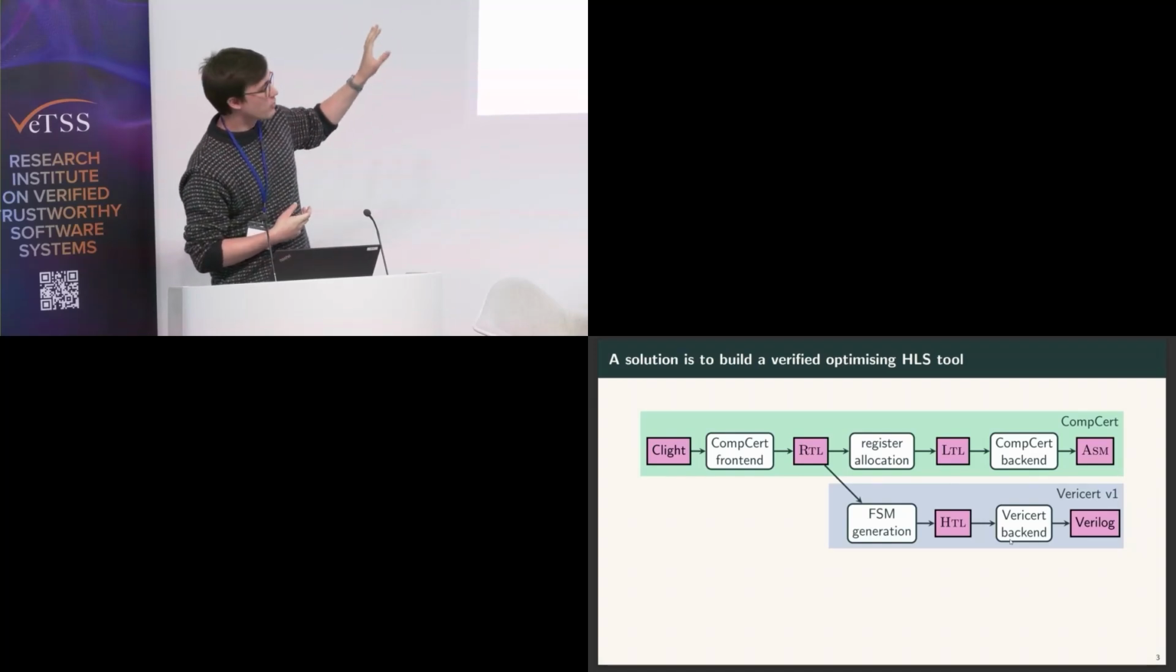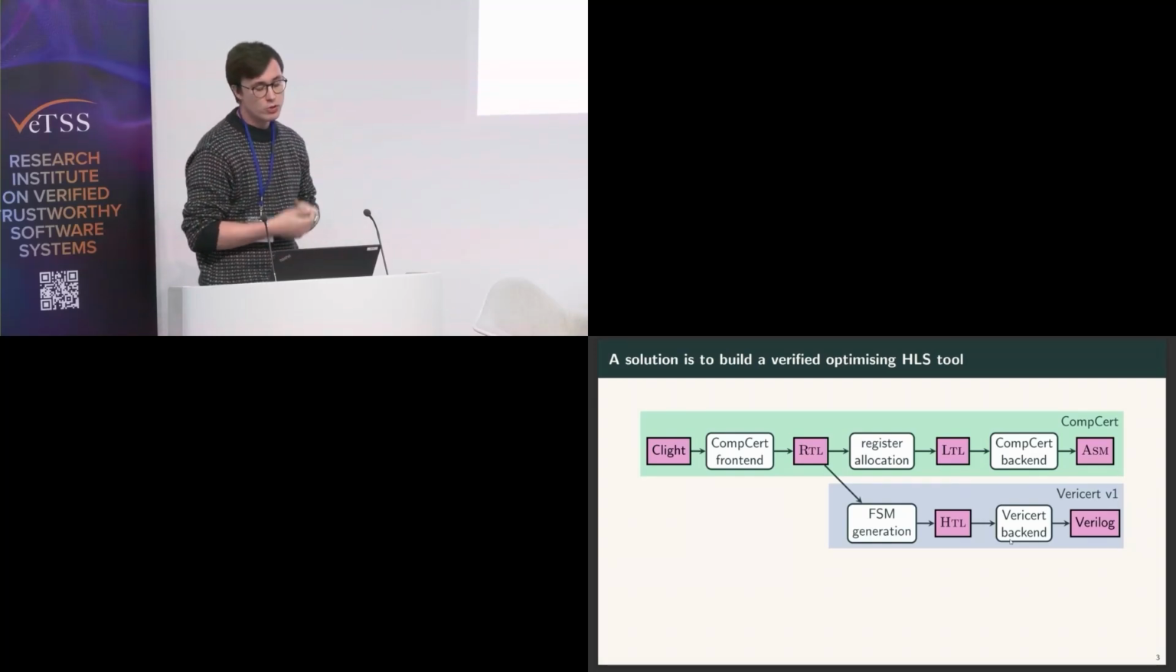And so we also wanted a tool you could actually use in practice. So we didn't want to create our own random C semantics, and we also didn't want to create our own custom C front end. It's quite complicated, and so we wanted to build upon CompCert, and so we built a custom hardware backend essentially, which is also written and verified in Rocq.